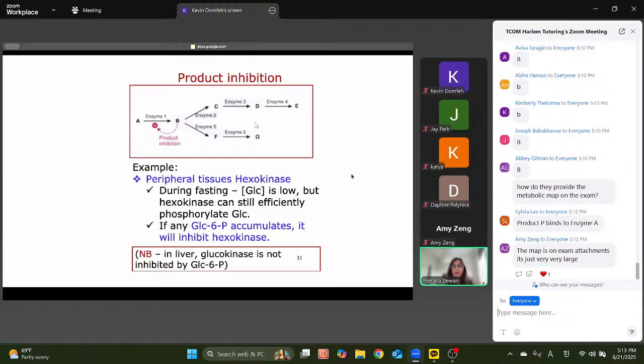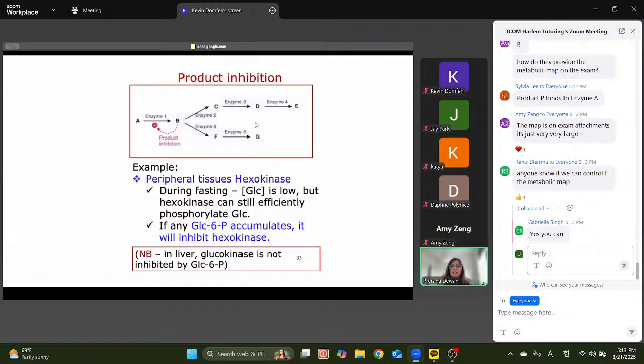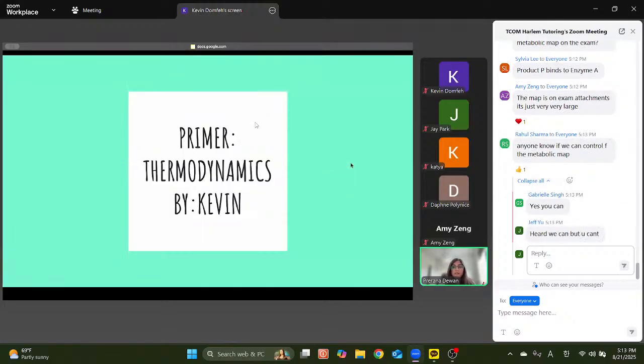And then here is from your slides as well. This is again showing product inhibition. So we have an example here. If you have glucose 6-phosphate that's accumulating, it's going to inhibit the enzyme hexokinase. All right. That's it for my section. We'll move on to Kevin's.